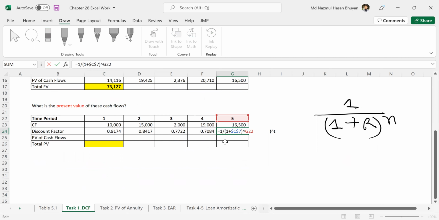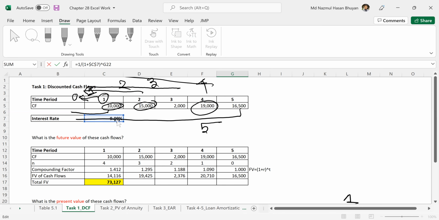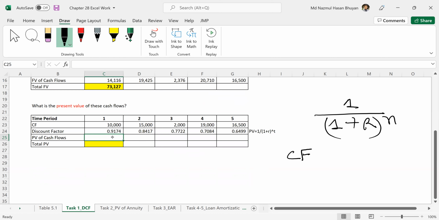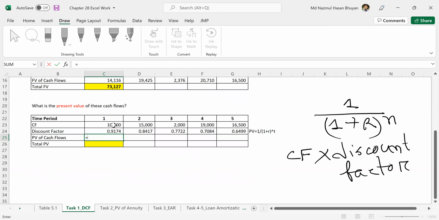As you can see, 1 over 1 plus your periodic discount rate to the power time period. All right. Now let us calculate present value of our individual cash flows. And let me just show you the formula. So it is cash flow times discount factor equal cash flows times discount factor.